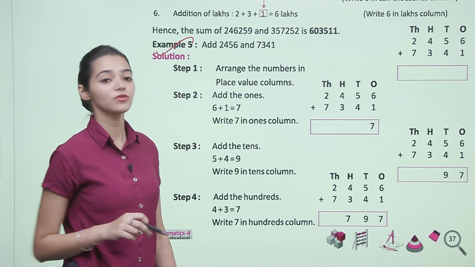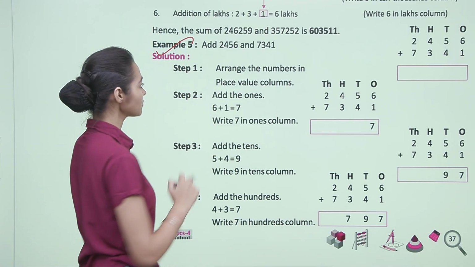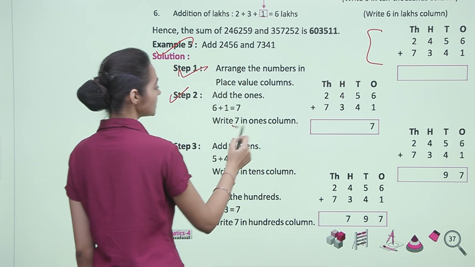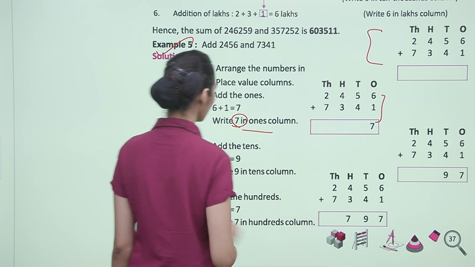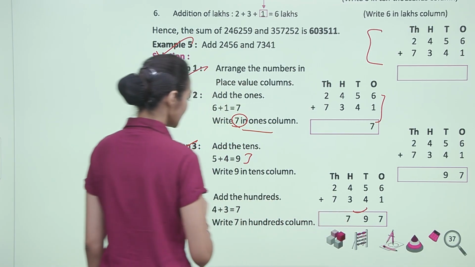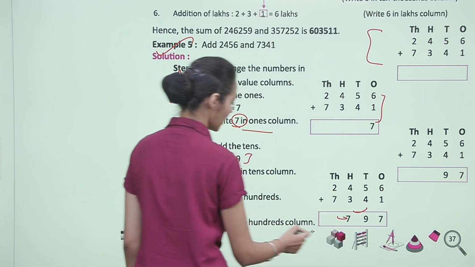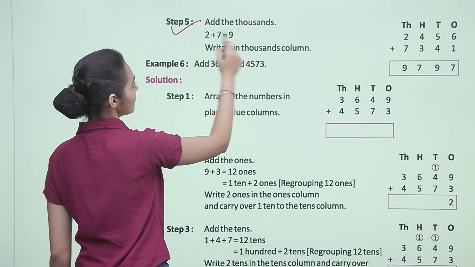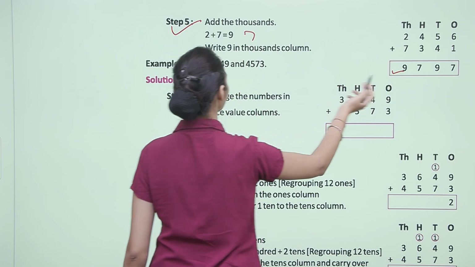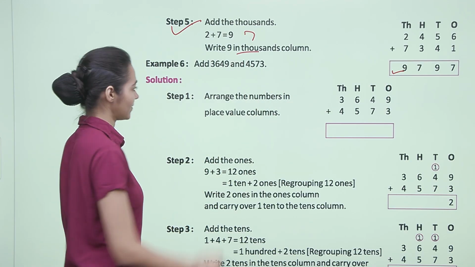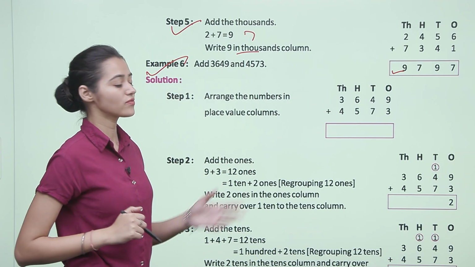Now let's start with example number 5. We have to add these two numbers. Firstly we will arrange them in the place value column like this. After that we will add the ones, then we write 7 in the ones column, then we will add the tens, then 9 in the tens column, then we will add the hundreds and 7 in the hundreds column. After that we will add the thousands, then 9 in the 1000 column, and the answer we get is 9,797.